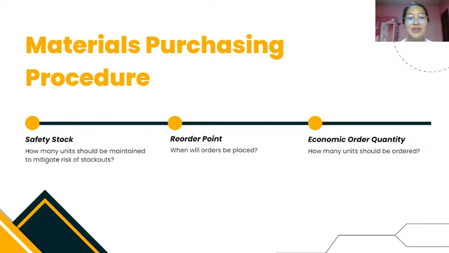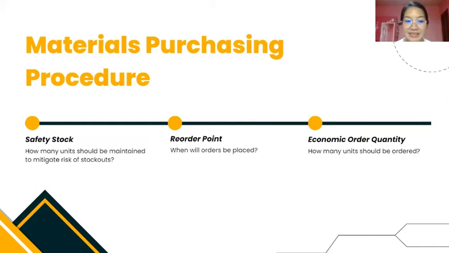So the question now is, from the storeroom or the stock room, there's a question on how many units they should maintain to mitigate the risk of stockouts. So that question can be answered by determining the safety stock. And then once the safety stock is determined, when will orders be placed? Since we know how many, we will know when to order.